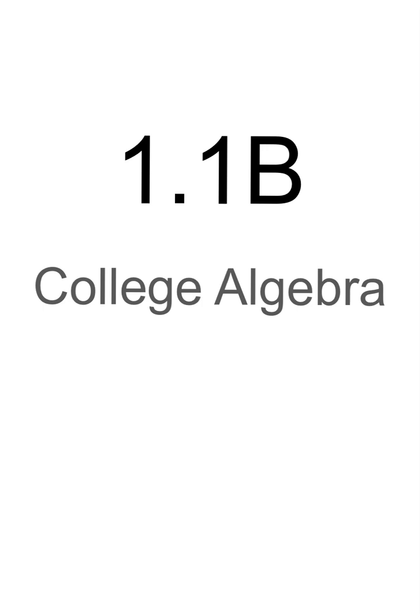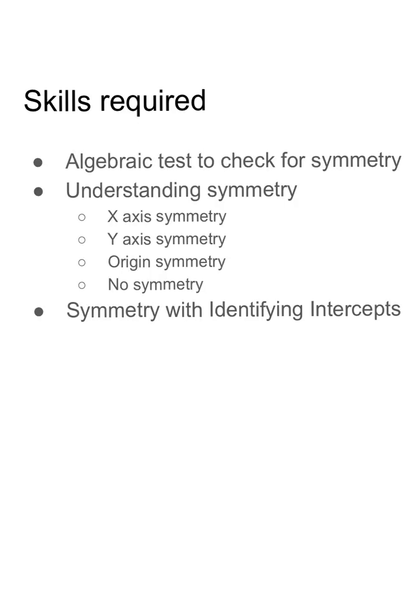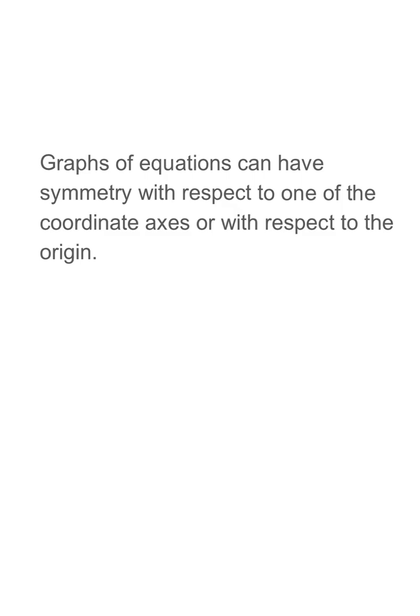This is 1-1, I would call it section B for college algebra. So the skills required here are algebraic tests to check for symmetry, understanding symmetry: x-axis symmetry, y-axis symmetry, origin symmetry, or thus no symmetry, and then symmetry with identifying intercepts, which we talked about, the x and y intercepts, in part A. All right, graphs of equations can have symmetry with respect to one of the coordinate axes or with respect to the origin.